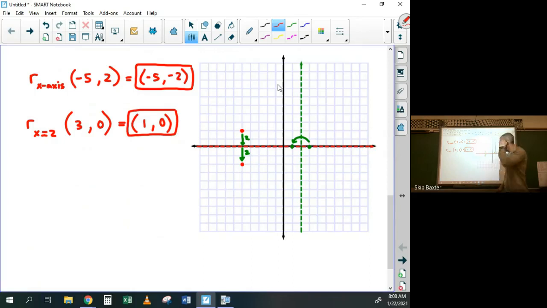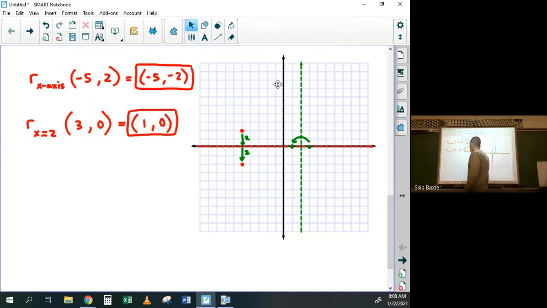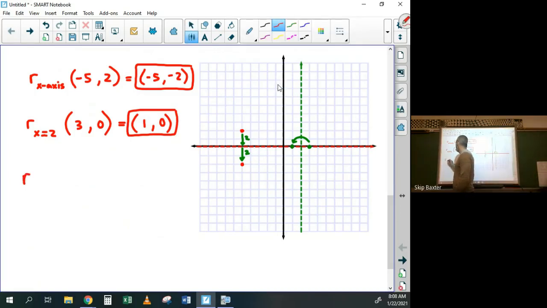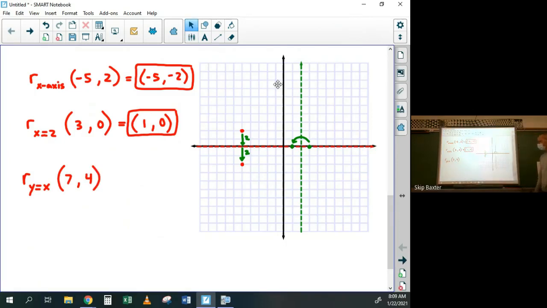Do one more on this set of axes, then I'll switch so the graph doesn't get too cluttered. What if it was reflection across the line y equals x, and the initial point was (7, 4)? So I'm going to start with (7, 4). Over 7, up 4. And I'm reflecting across y equals x. What does that line look like?